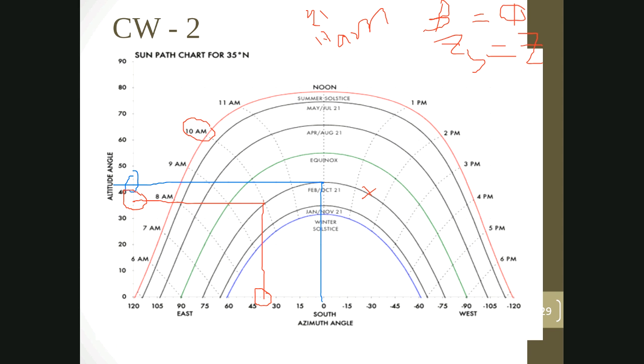As I said, beta will equal the zenith angle phi. And I said 21st of August at 11 a.m. So this is the line for August. Do you see? I'll make it bigger. Okay, here. This is the 21st of August at 11 a.m. here.